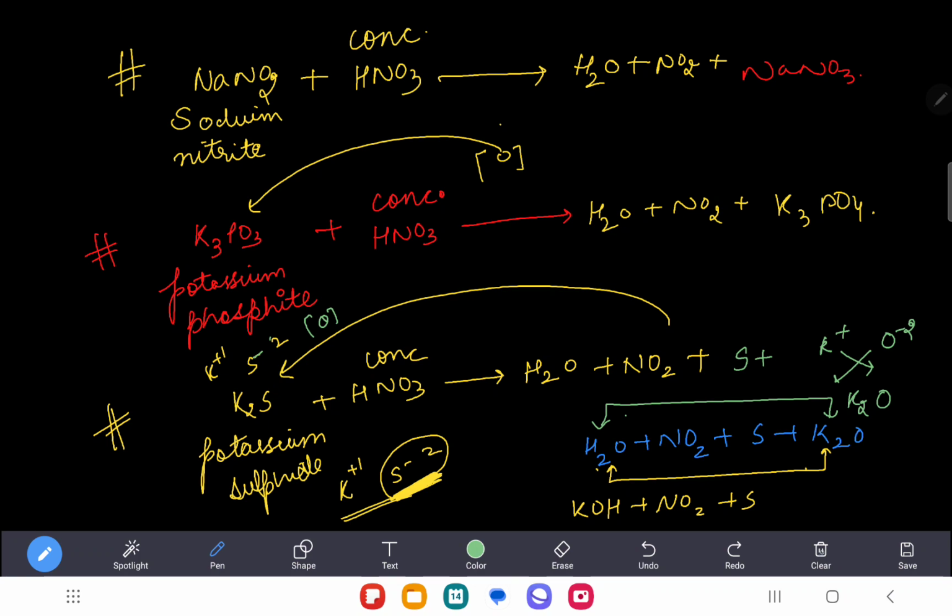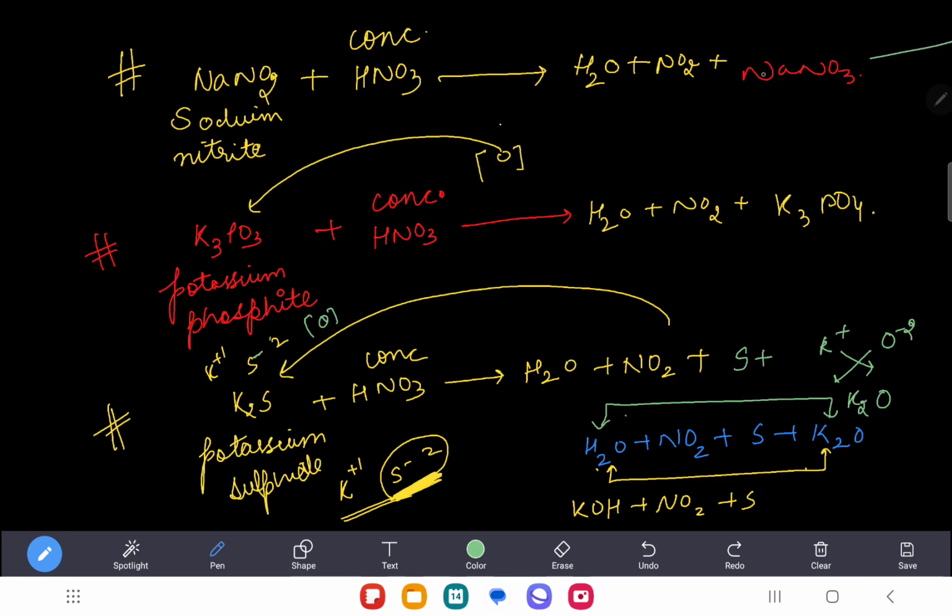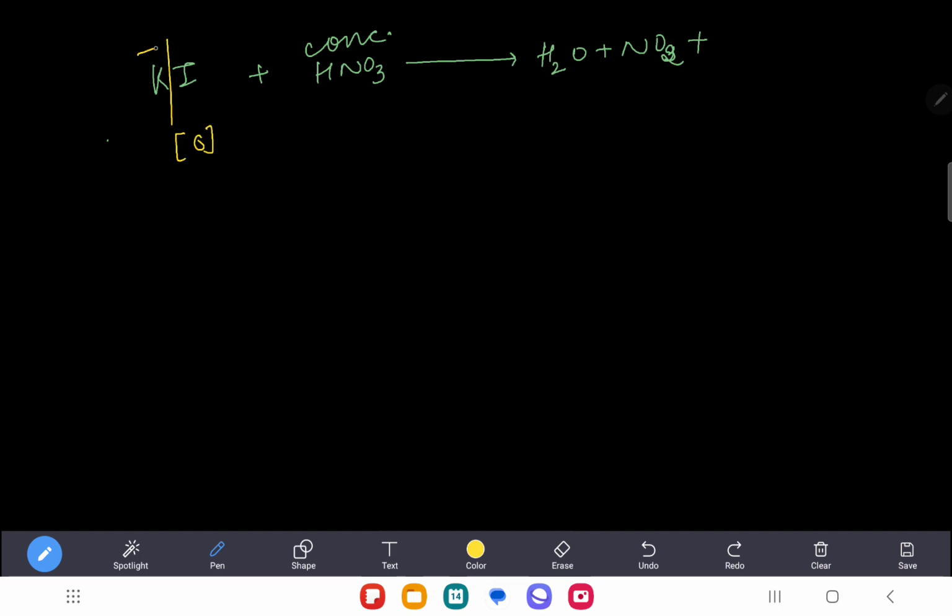Now, similarly, if I have this particular reaction, any doubts in this? No. Now, have a look right here. So if I give you KI plus concentrated HNO3, obviously it is going to form H2O plus NO2. That is definitely there. Plus nascent oxygen is formed. Now what does that nascent oxygen do? It comes here and it forms K plus and I minus 1, isn't it?